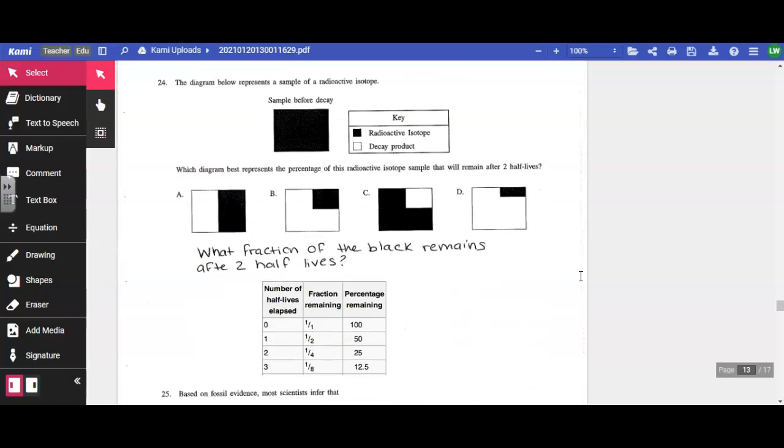Number 24. The diagram below represents a sample of a radioactive isotope. Which diagram best represents the percentage of this radioactive isotope sample that will remain after 2 half-lives? Okay, so what fraction of the black remains after 2 half-lives? You have a chart here if you need it.